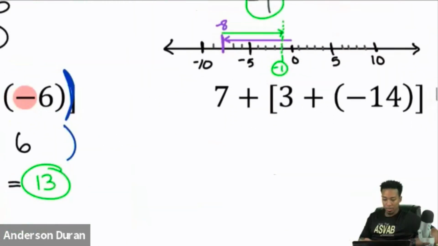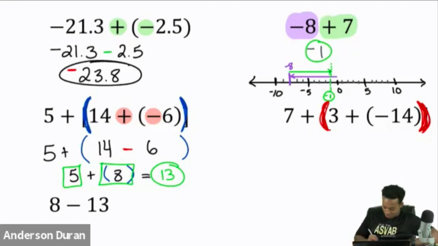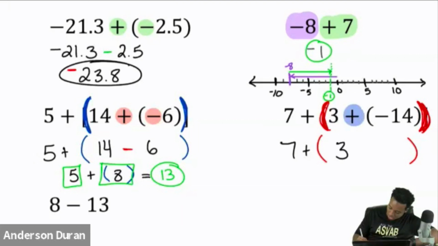Let's take a look at this one here. So 7 plus 3 plus negative 14. Okay, this might look like it sucks, but it doesn't. So again, first take care of business here. Let's take care of the parentheses here. Everybody, what can we do? That's right, Pedro. That 3 plus negative 14, that's right, Aldine. That turns into 3 minus 14, because again, adding a negative will turn it into subtraction.